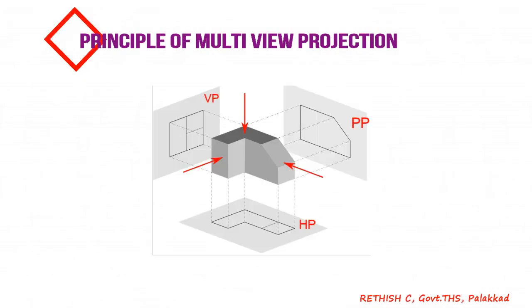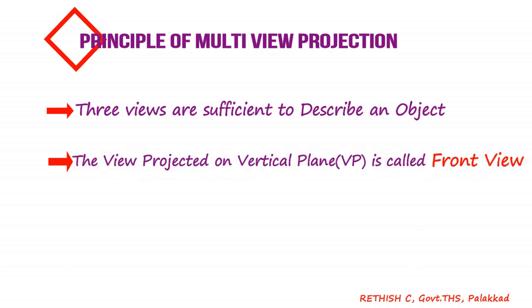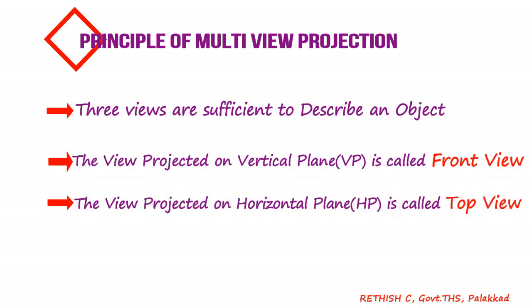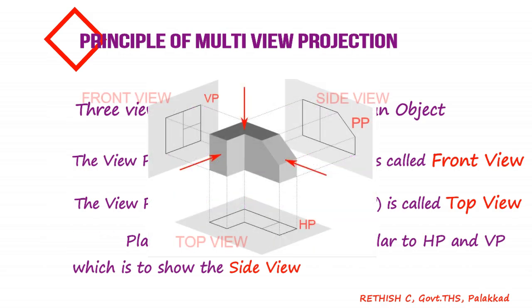Next we can check the principle of multi-view projection. Three views are sufficient to describe an object. The view projected on the vertical plane is called front view. The view projected on the horizontal plane is called top view. There is another plane mutually perpendicular to HP and VP, called the profile plane, shortly PP. The view projected on PP is called side view.